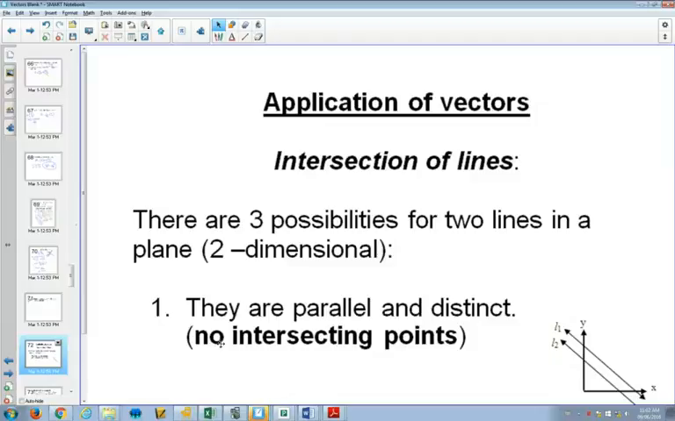So the first application of vectors that we're going to look at is the intersection of lines. We'll do this in 2 dimensions and in 3 dimensions. So in 2 dimensions, there are 3 possibilities when you have 2 lines. They could be parallel, like in this situation, where they'll never intersect.